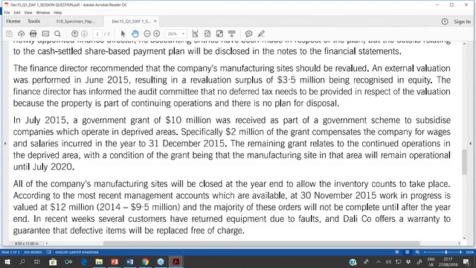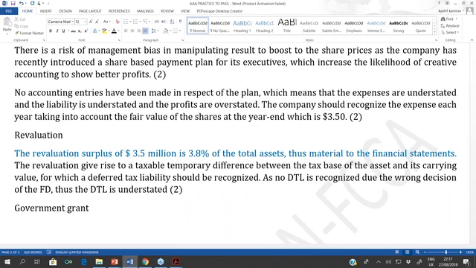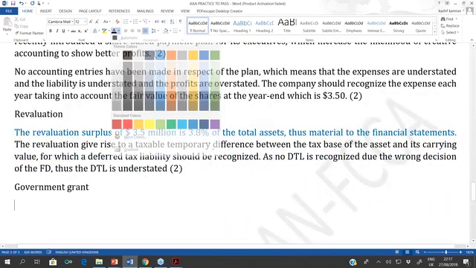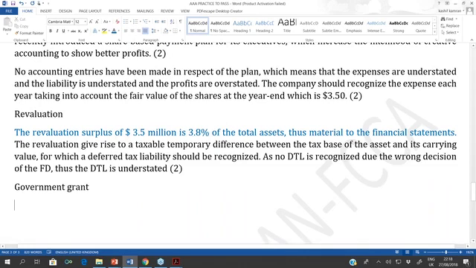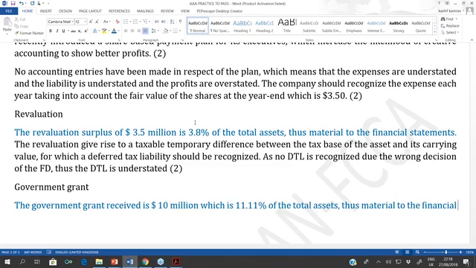So we'll divide it by the total assets. The total assets of the company were $90 million. How much is the government grant of the total assets? 11.1%. Okay, fine. Again, let me take it in blue to highlight something. The government grant received is $10 million, which is 11.11% of the total assets, thus material to the financial statements. Full stop. Now again back to black.